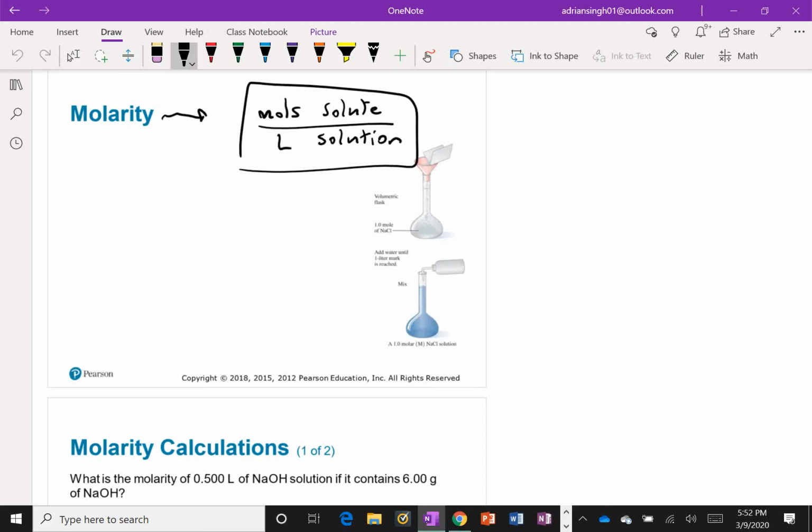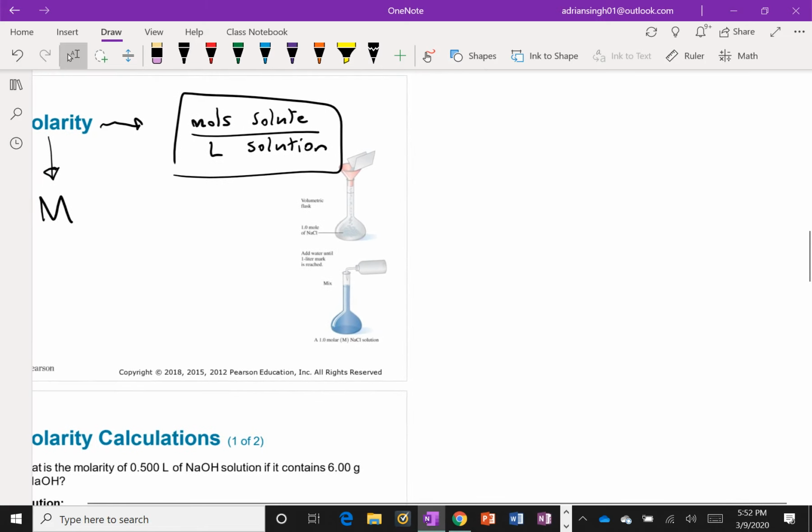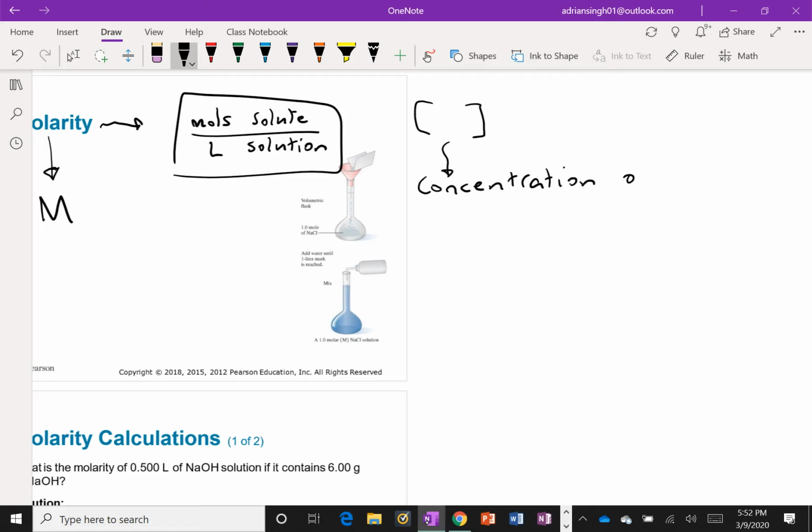Molarity, moles of solute over liters of solution, is represented by big M. A shortcut or abbreviation that we use quite frequently, and you'll see it in your textbook as well, is a pair of square brackets. When you see that around something, it means concentration of. For example, we can say the concentration of NaCl by putting it in square brackets, and let's say that it is 0.5 M.